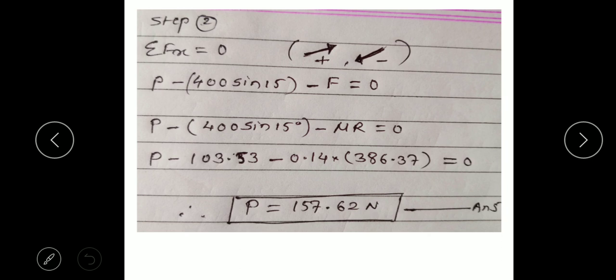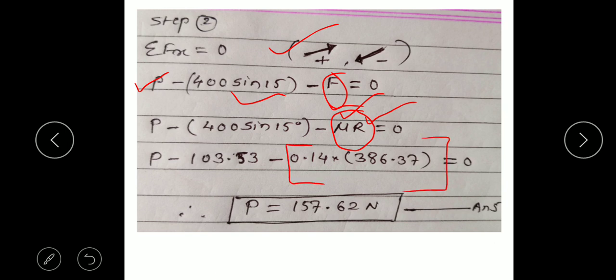Step 2, sign convention is important. How many forces? 3, and these two are negative because these forces are in downward direction. P is in upward direction, equal to 0. So put the values. F means frictional force. Frictional force is indicated by F equal to mu into R. This is the formula. So put mu into R. We know the value of mu, and we have already calculated the value of R. Put both values, create the bracket here and equal to 0. So finally you will get the value of P equal to 157.62 Newton. And this is the simple way to solve the numerical.